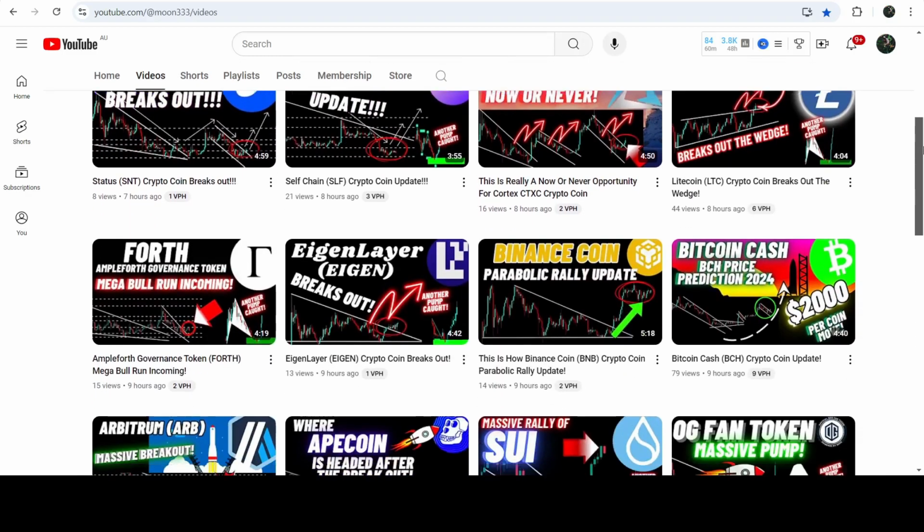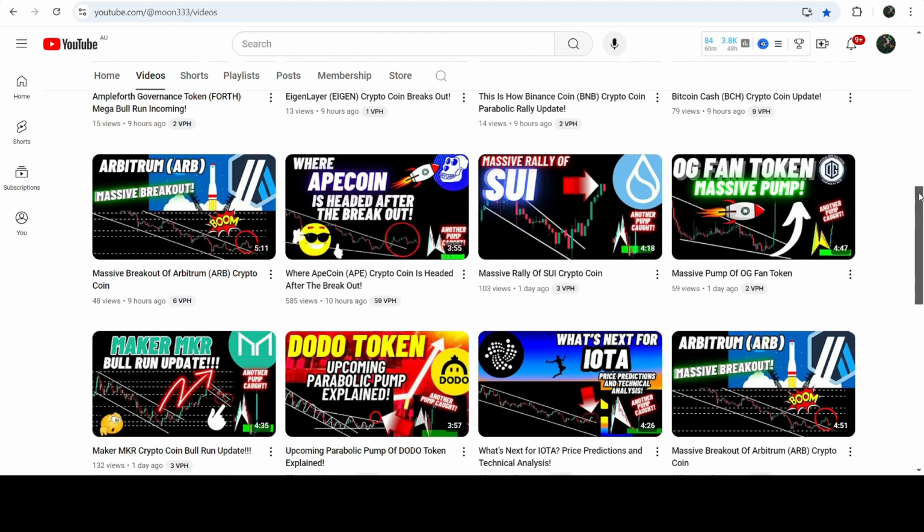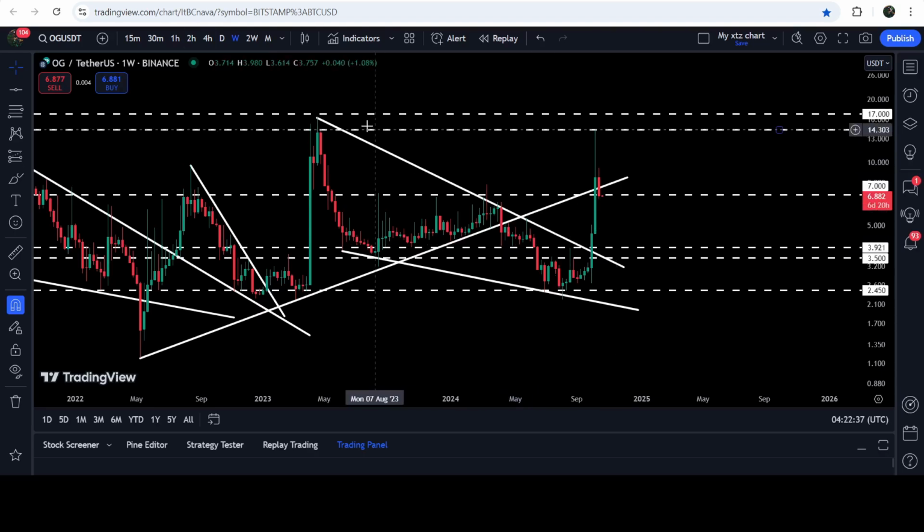As in my previous videos, I was showing you that recently OG Fan Token has broken out a very big falling wedge pattern, and this was my last video that I shared almost 1 day ago with you. And you can see that after the breakout from this wedge, we had a very powerful pump. If you take a look at the live chart, then here you can see that on the 7 days time frame chart, we have broken out another falling wedge pattern. Then we had a very powerful pump.